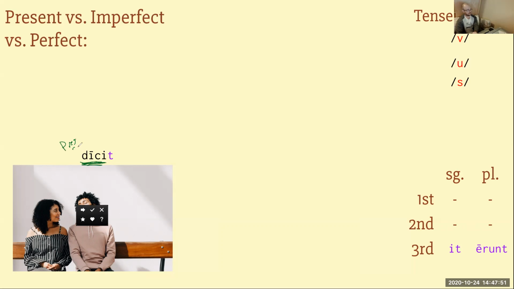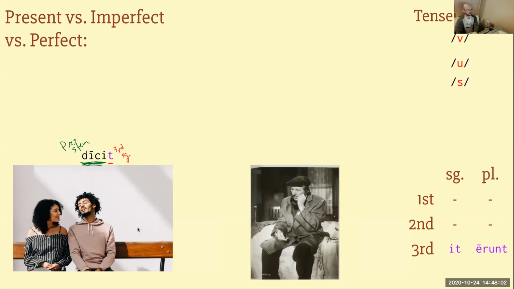The present stem and our personal ending, still that T, third singular. So he is speaking, dicet. In the imperfect tense, this person was telling someone on the other end of the phone, and we lengthen that final vowel. It's still the present stem. We add the tense marker, ba, and we use the same old personal ending, T, for third singular. So dicebat, he was telling.